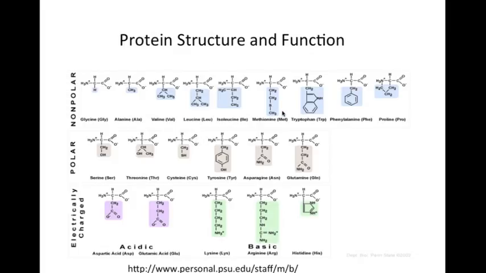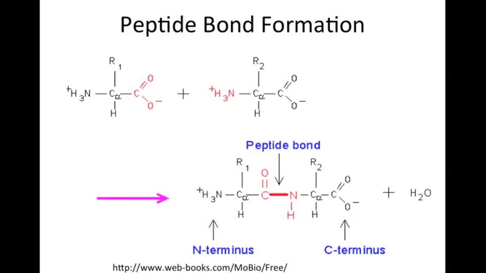Amino acids are joined by linking the carboxyl group with the amino group of another amino acid, forming a peptide bond. And as you can see, this is also a dehydration reaction. A polypeptide is a structural unit composed of amino acids, whereas a protein is a functional unit composed of one or more polypeptides that have been folded into a three-dimensional shape.